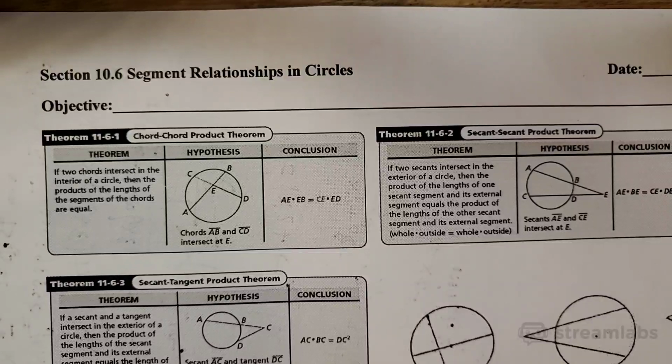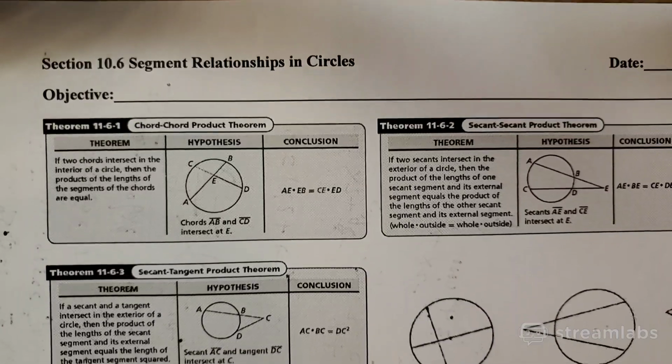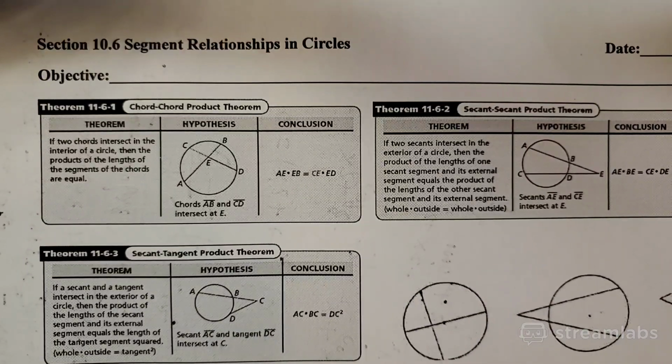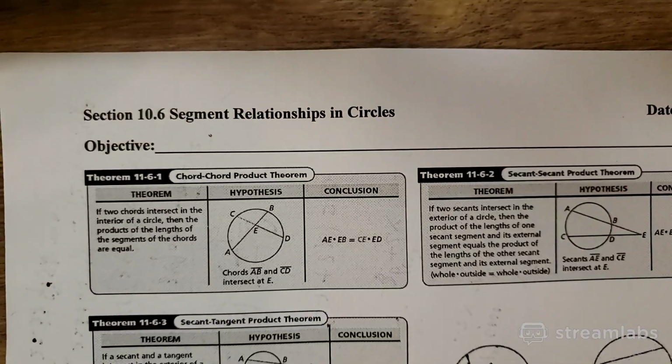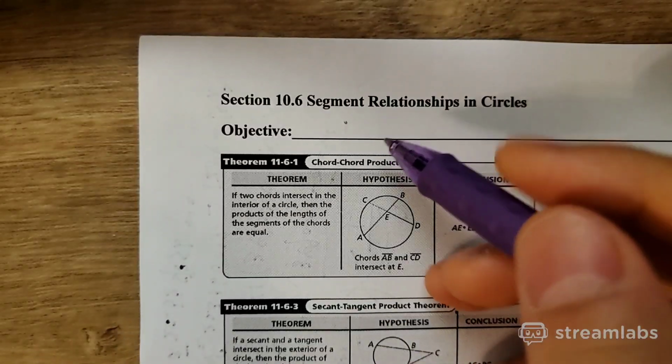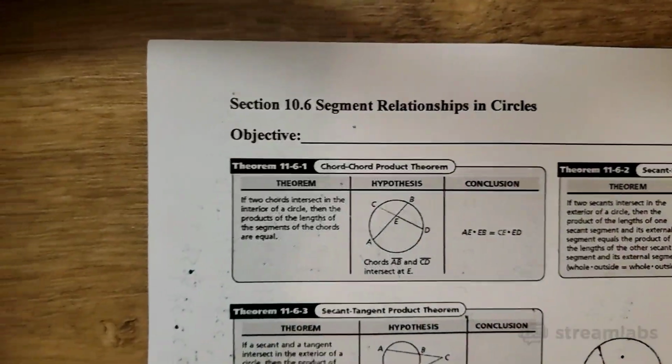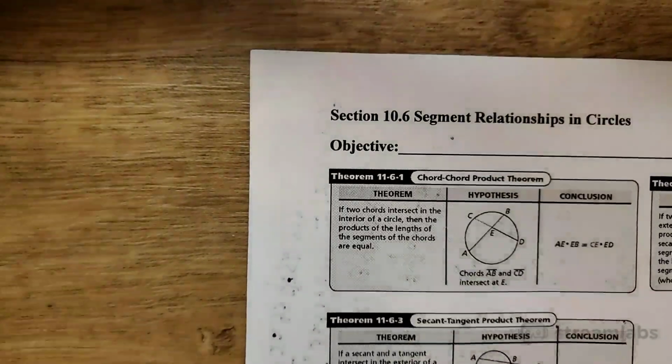Today we're talking about segment relationships in a circle. The difference between this one and the previous one: in the previous section we talked about angle relationships, right? So we're going to talk about segment relationships. What are segment relationships? Well, let's talk a little bit, okay? I'm going to move this slightly this way.